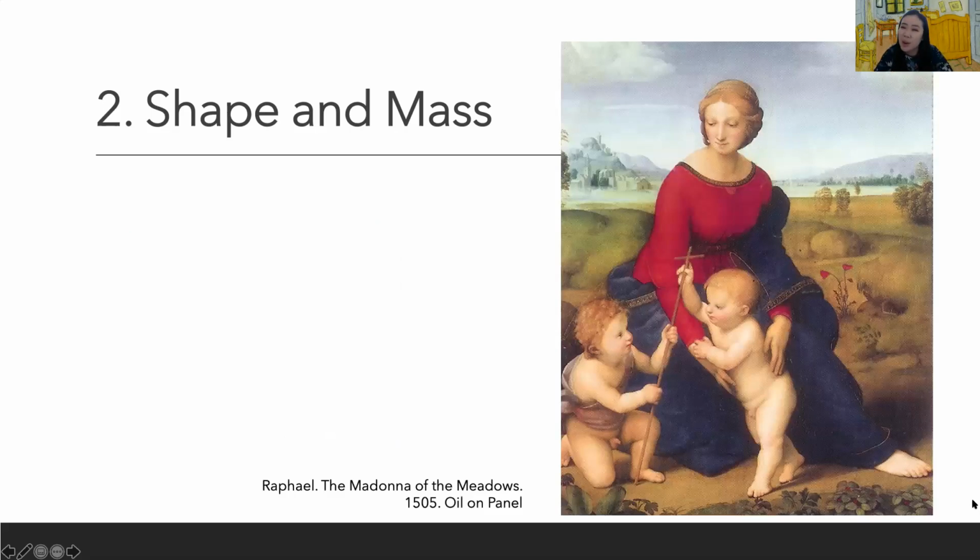Okay, so here is a quiz. This is Raphael's painting, the Madonna of the Meadow. Which implied shape can you find in this painting?